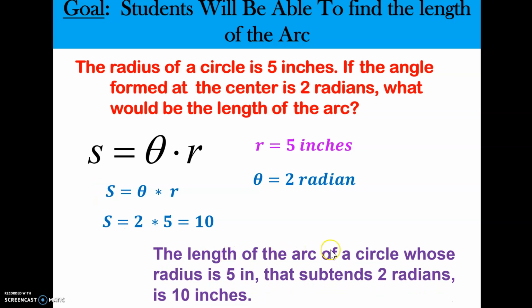So the length of the arc of a circle whose radius is 5, that subtends 2 radians, is 10 inches.